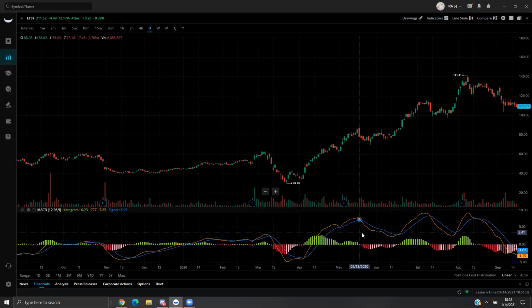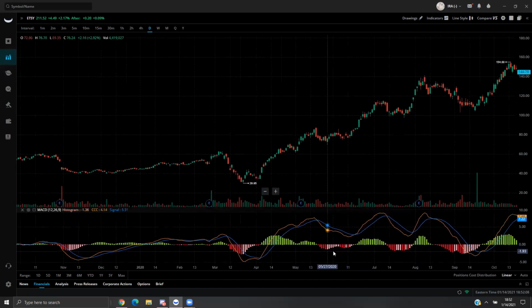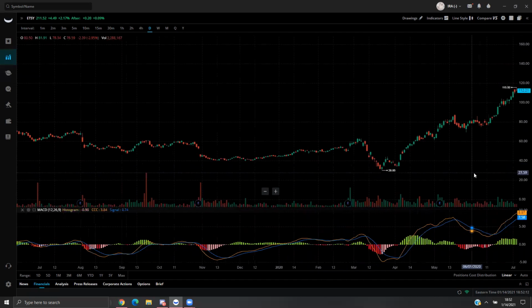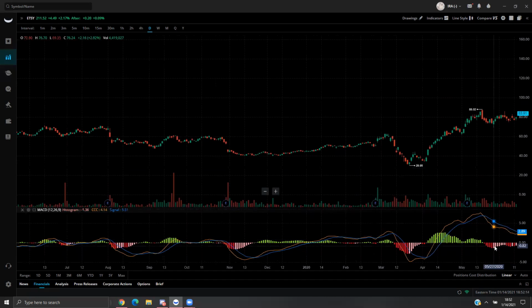So the best way to use the MACD, or the very first way I like to use the MACD, is by using the crossovers on the signal and the MACD line. And that can be interpreted by crossovers in the histogram. So if I'm looking to enter a long trade, I'm waiting for the MACD to turn from red to green. And the same thing applies for bearish trades. I'm waiting for the MACD to turn from green to red.